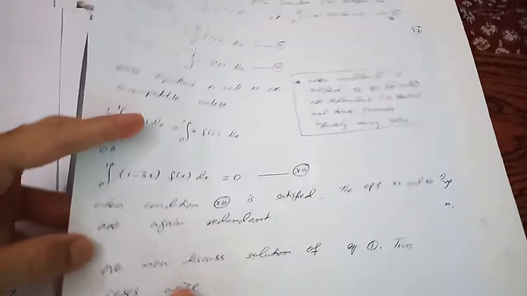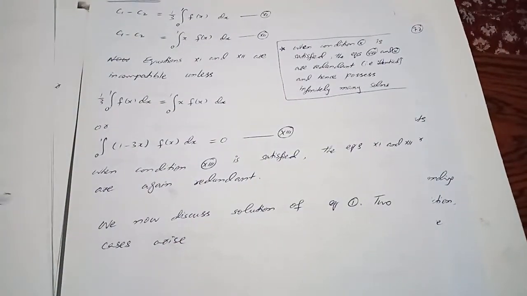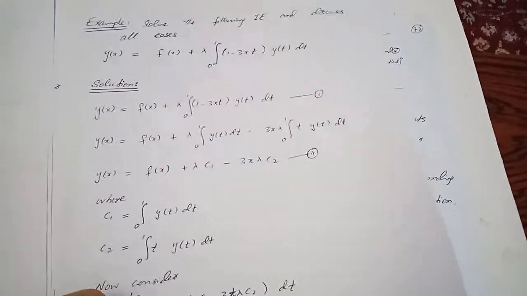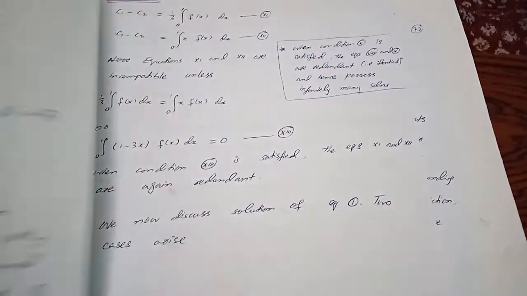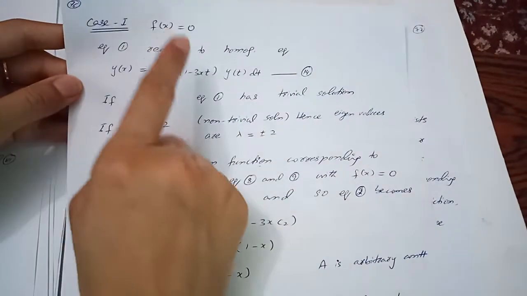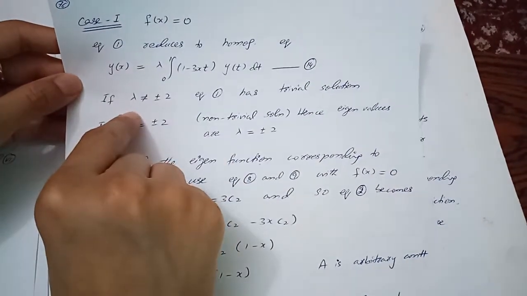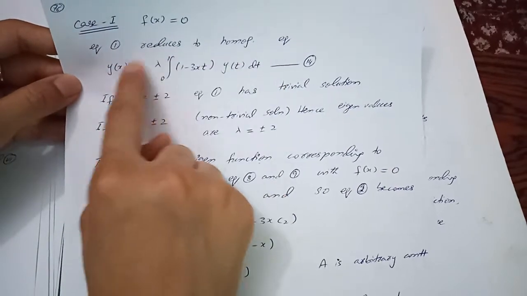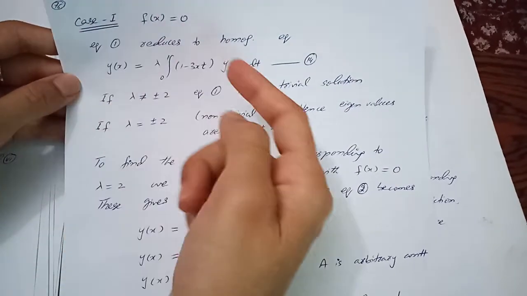Now we are going to discuss the solution of equation number 1, our main problem. First case, case 1, when f of x is 0, then our equation is reduced to this one. Here f of x is 0.